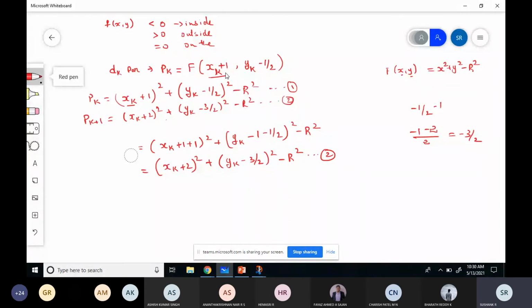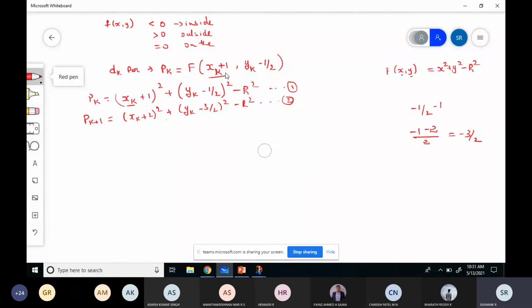So now I'll just subtract this equation. If I subtract this, what will I get? Equation 2 minus equation 1, greater minus lesser: pk plus 1 minus pk minus 1. So here r square and r square will get cancelled.